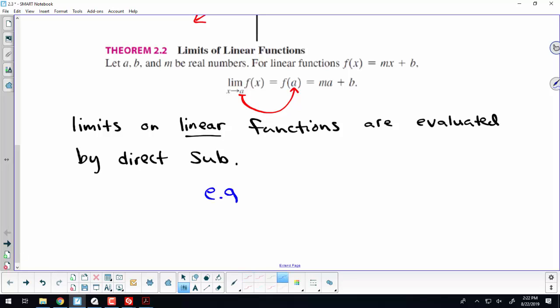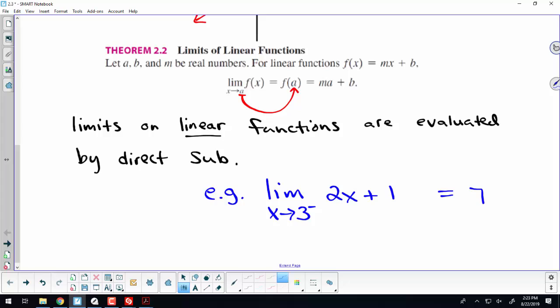Here's an example. If I ask you to compute the limit as x approaches 3 from the left of the function 2x plus 1, what is the limit there? 7. 7? Do y'all agree?